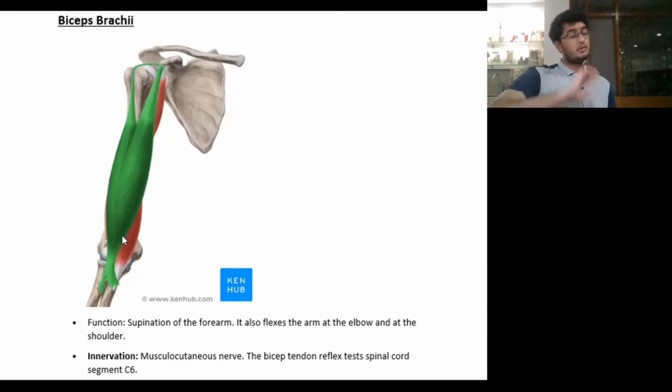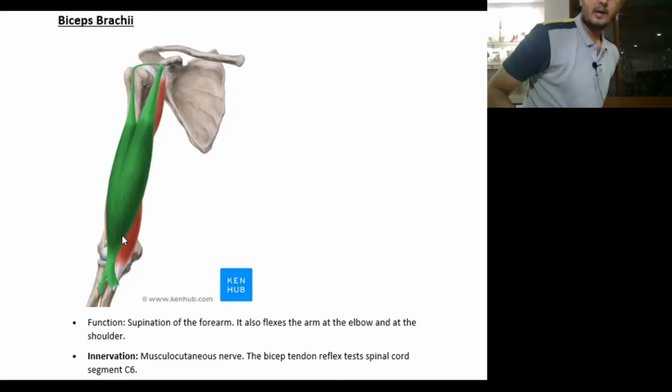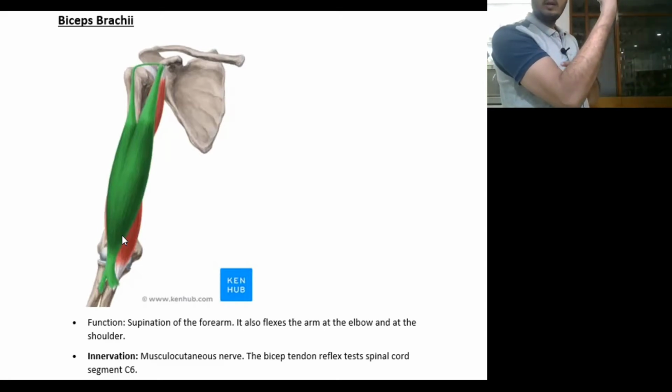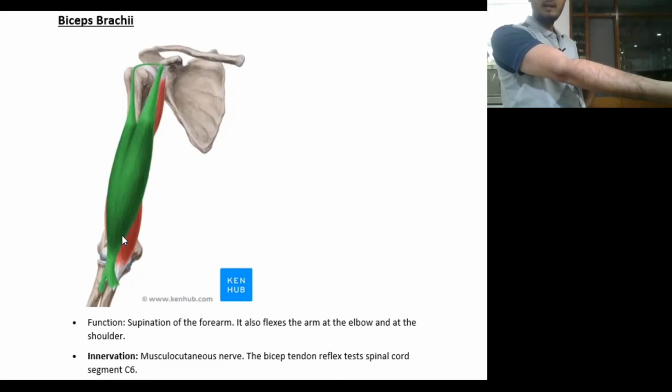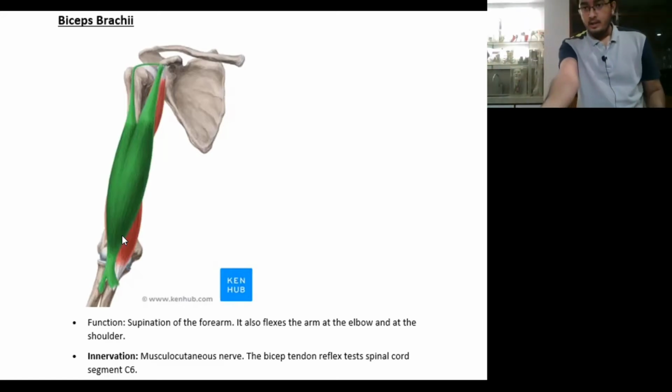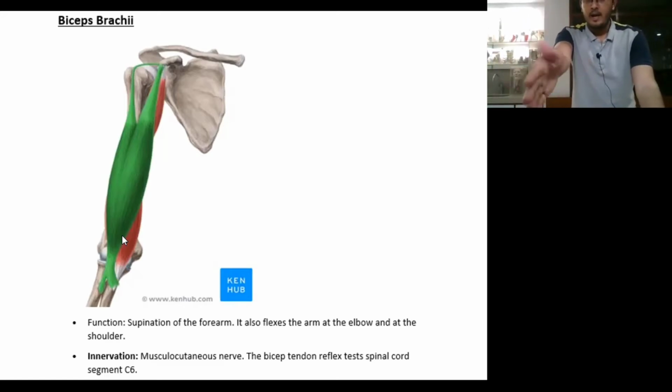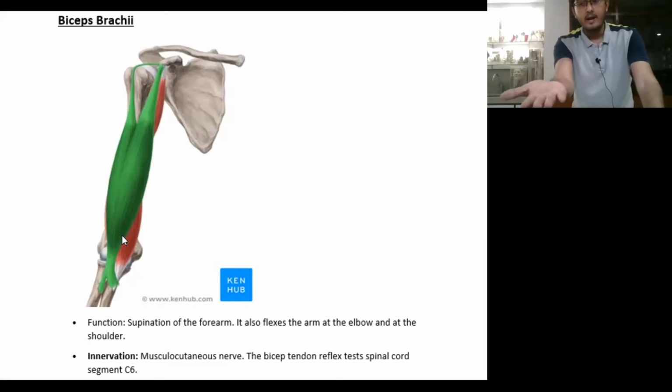Another really important function. The function which most people know about is flexion. But what the examiner likes to ask about is another function of the Biceps brachii, which is that it helps in supination. So what is supination? We just talked about flexion and extension at the elbow joint. There's another form of movement called supination and pronation. In supination, we bring the palm of our hand so that it's facing the roof. So this is supination.